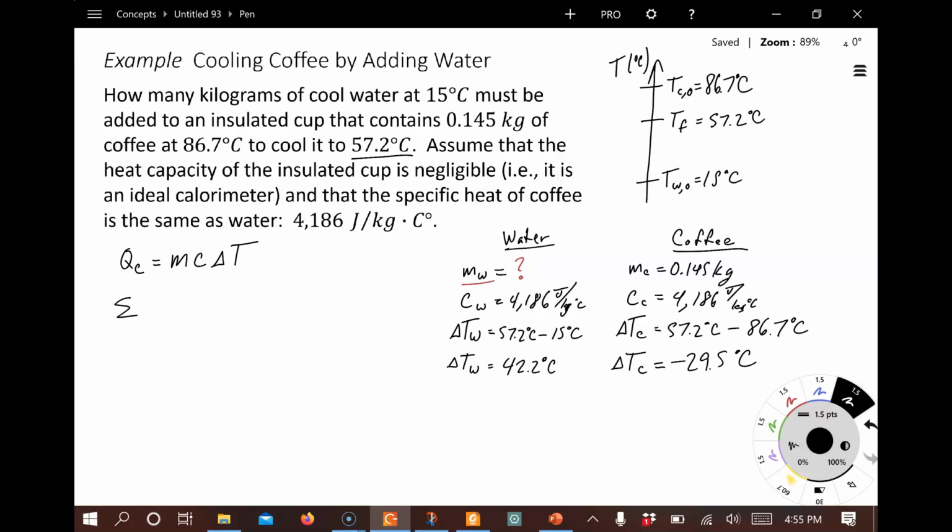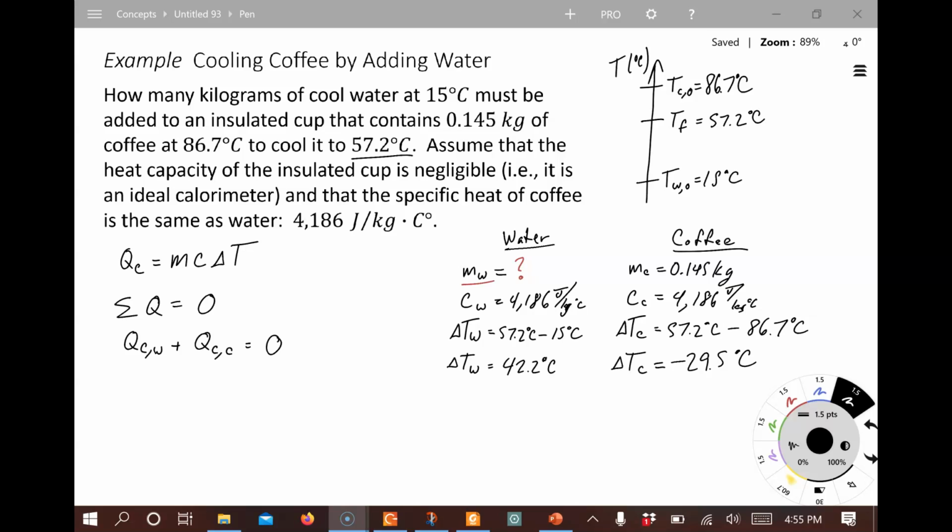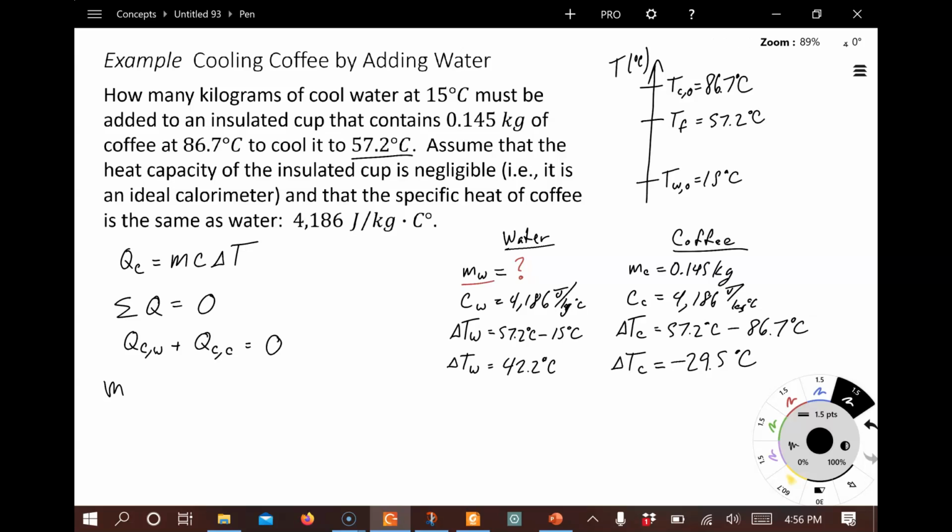Now, in calorimetry, no heat is lost from the system, so the sum is going to be 0. Here we have a Q C for the water plus a Q C for the coffee. They sum to 0. So we've got mass of the coffee times specific heat of the coffee times delta T for the coffee plus mass of the water, specific heat of the water times delta T for the water. They sum to 0. And we know all of these things except for the mass of the water. That's what we need to solve for.